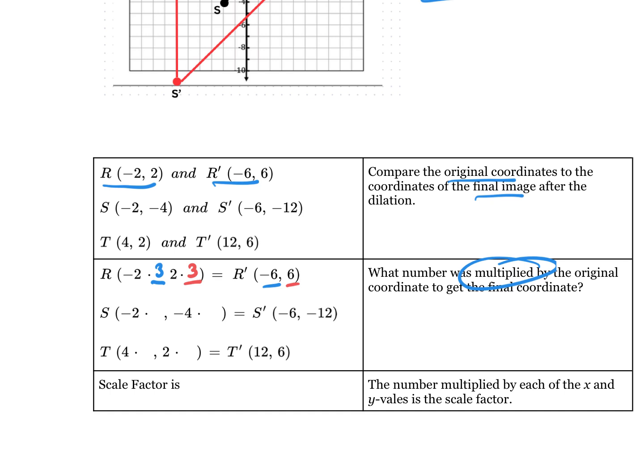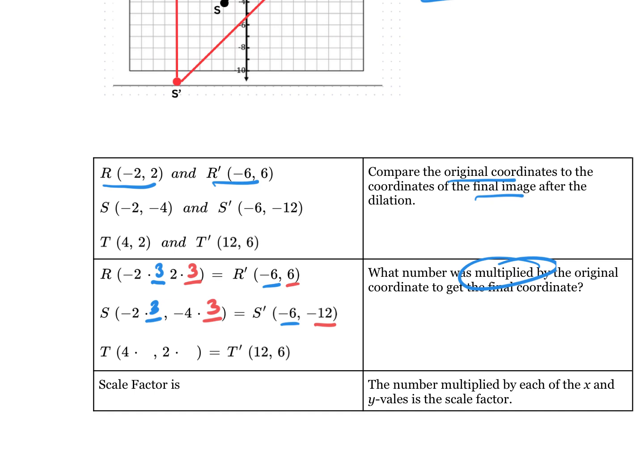So here, S, we have -2. Okay, what can I multiply -2 by to get -6? Well, we just figured that out when using point R. It's obviously 3. And then for my y coordinate, -4, what times -4 gives me -12? Oh, that happens to be 3. -4 times 3 gives me -12.